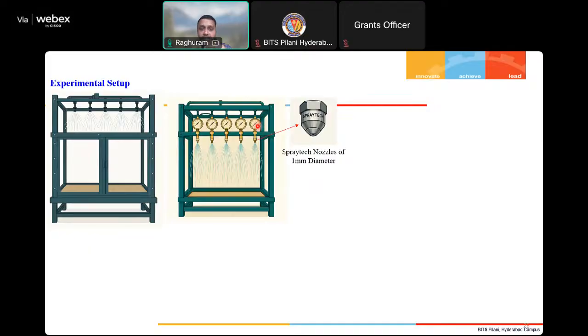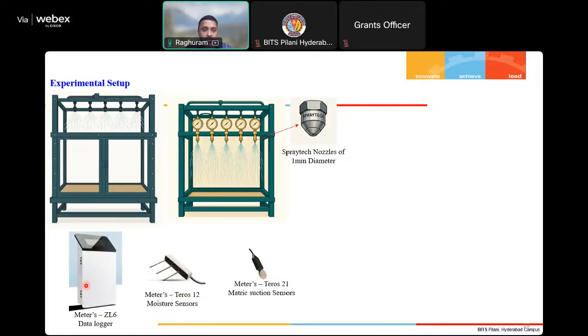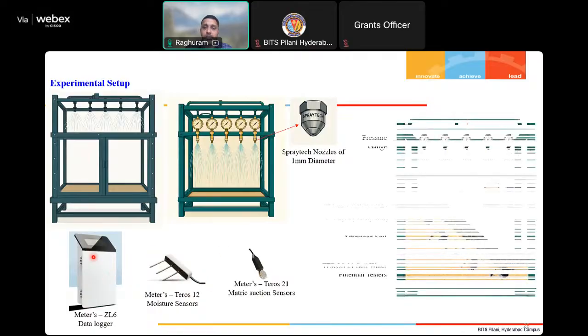We want to see the mechanism that is applicable for all kinds of rainfall intensities: moderate, severe, high, and very severe rainfall intensities. So we are using Meter Group Teros 12 moisture sensors, Teros 21 matric suction potential sensors, and a ZL6 data logger. All the data is being stored in this data logger.